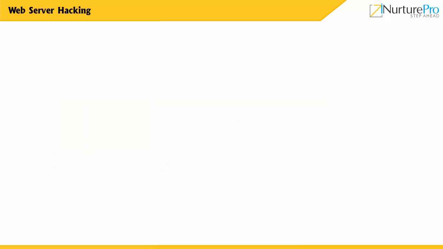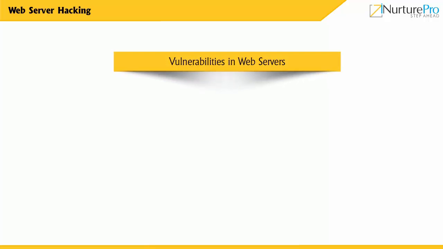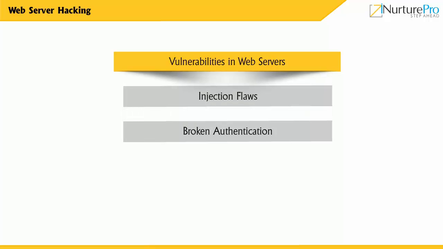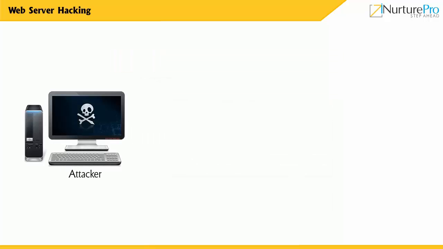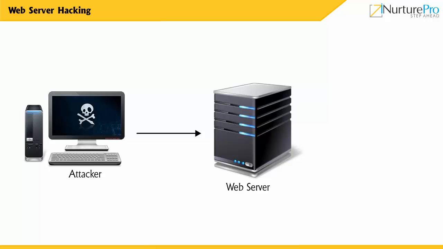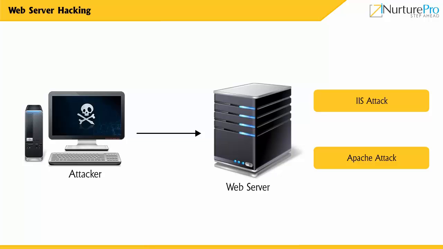Web servers are exposed to various attacks due to many vulnerabilities. Here are some vulnerabilities in web servers: injection flaws, broken authentication, cross-site scripting or XSS, and misconfigurations in security. Due to these vulnerabilities, a web server becomes prone to many attacks such as IIS attacks and Apache attacks. Let's discuss these types of attacks on web servers in detail.